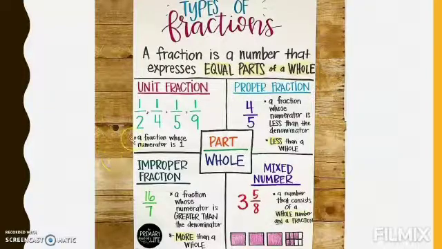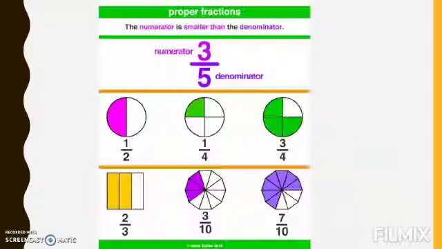For example, let us study in detail here. The first one, proper fraction. As the definition says, the numerator is smaller than the denominator. Example here is 3 by 5. 3 is the numerator, it is smaller than 5. And so it is a proper fraction.